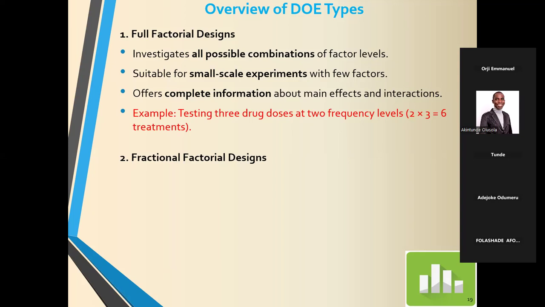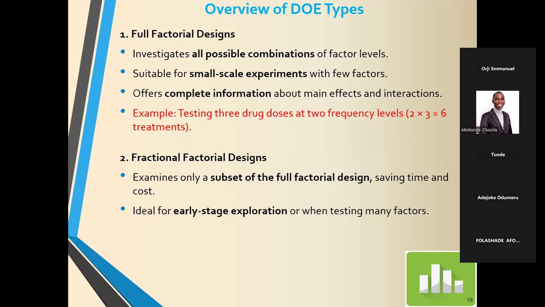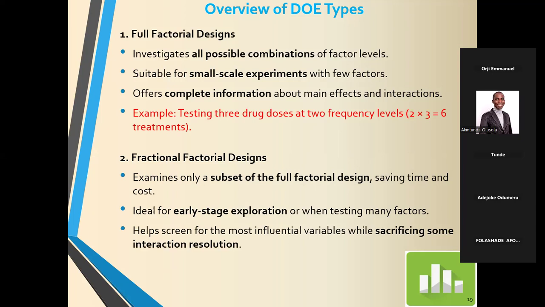Another kind of design in DOE is fractional factorial design. This examines only a subset of the full factorial design, saving time and cost. An example of this is Box-Behnken, which we're going to look at tomorrow. But today, our exercise will be based on full factorial design. The fractional design is ideal for early stage exploration or when testing many factors. It helps screen the most influential factor variables while sacrificing some interaction resolution.